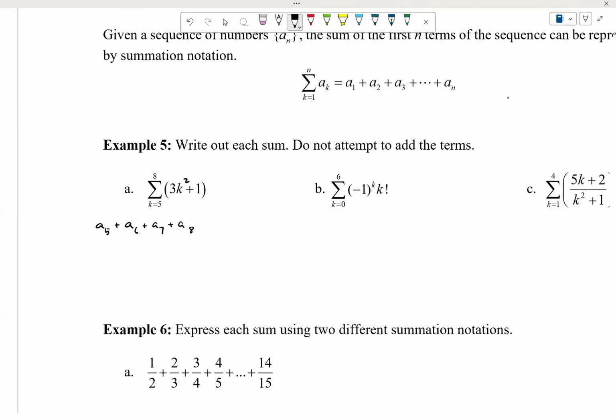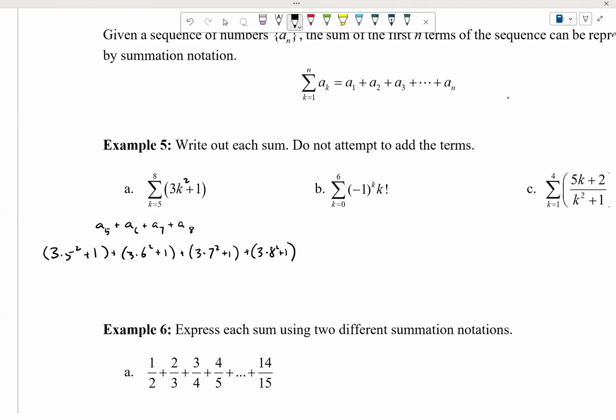Are we okay with this one? So this is the game plan. A sub 5, how do I figure out what A sub 5 is? Plug 5 in. Plug 5 in for k up here, which means we're going to have 3 times 5 squared plus 1. That's the first term, and then that sixth term is going to be 3 times 6 squared plus 1, plus 3 times 7 squared plus 1, plus 3 times 8 squared plus 1. There we go. Calculator ready. Are we okay with that? Any questions?